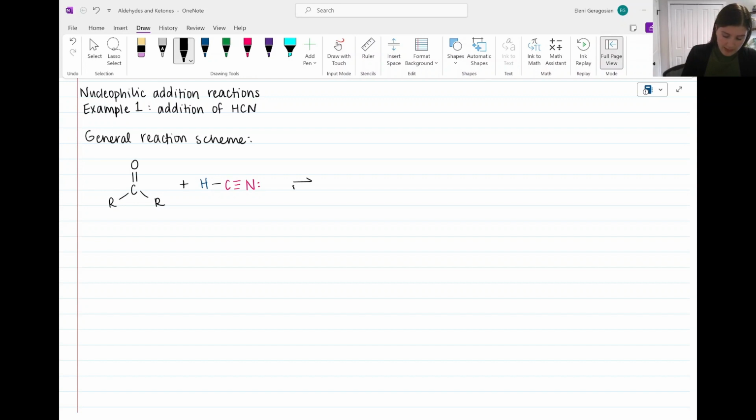This is a reversible reaction, occurs in solution with a pH between 9 and 10. Our product, we have the R groups still bonded to the carbon. We've added a nucleophile. The carbon to oxygen pi bond is now just a single bond. So we have oxygen, it's bonded to the hydrogen from hydrogen cyanide. And then we also have that carbon bonded to the nitrile group, carbon triple bonded to nitrogen.